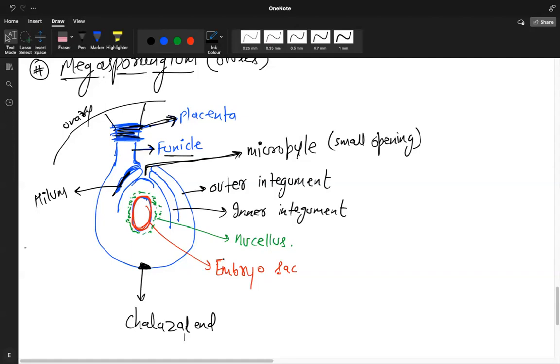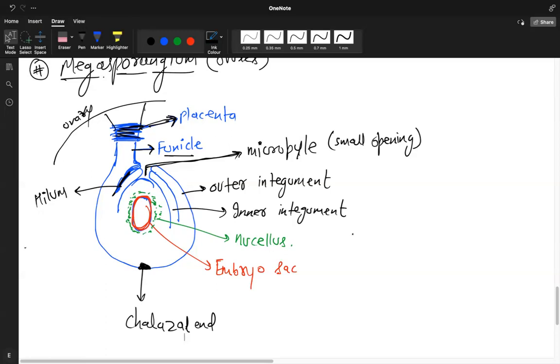And there are integuments. Integuments are nothing but protective layers, of which there are 2: the inner integument and the outer integument. And nucellus is a mass of cells surrounding the embryo sac. You can see nucellus as something similar to tapetum in the microsporangium. In megasporangium, the nucellus is the innermost layer, which is in direct contact with the embryo sac.